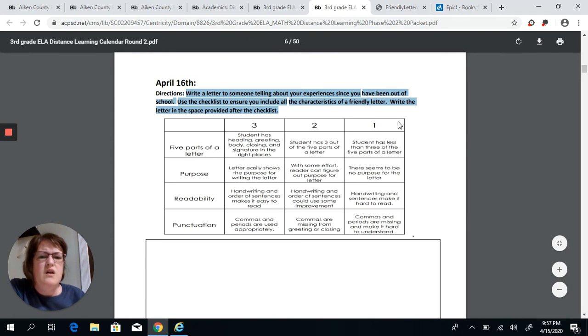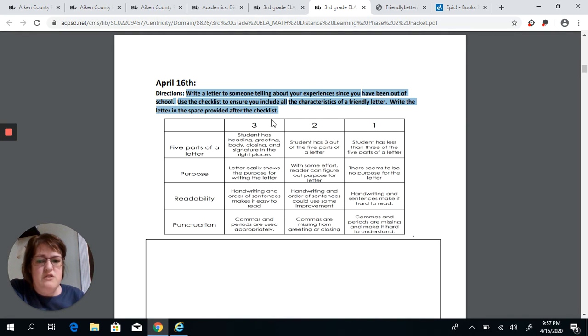We're not shooting for the 1s or the 2s. 2s are okay, but if you were to get a lot of 2s on your writing, then you would still have a lot of points marked off and your grade wouldn't be very good. So we want to shoot for the 3s. Let's think about what we need to have.